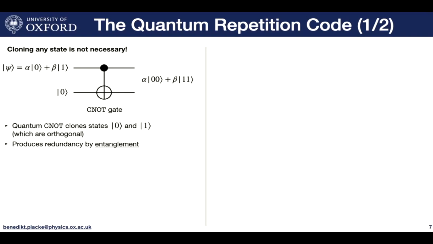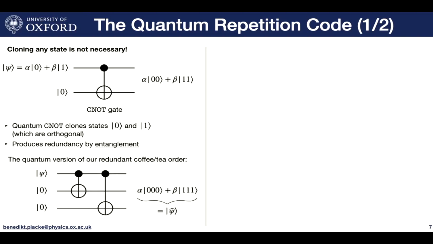But the important thing is that the output indeed looks a bit like repeated information, because I've not copied, but I've entangled the two qubits. Entanglement here means that on the left-hand side, I can write the state of the two qubits separately, while on the right-hand side, I have to write this joint state. So we produce redundancy by entanglement instead of by cloning. Then the quantum version of our redundant offer is that we do this twice: we entangle psi with a second and a third qubit. This will be our logical quantum state of the quantum repetition code. We are not quite there yet, but we are getting there.